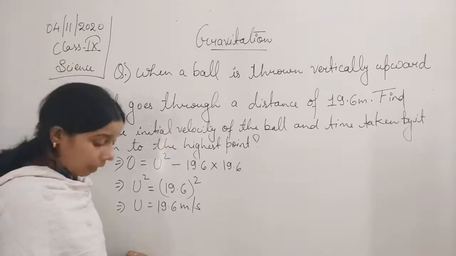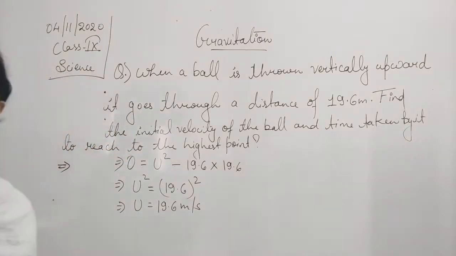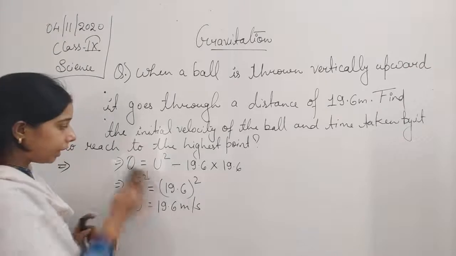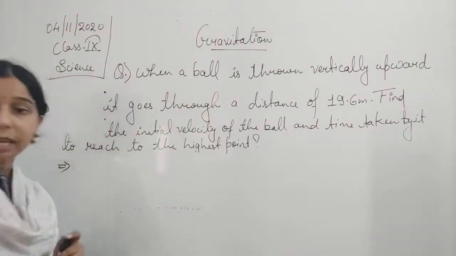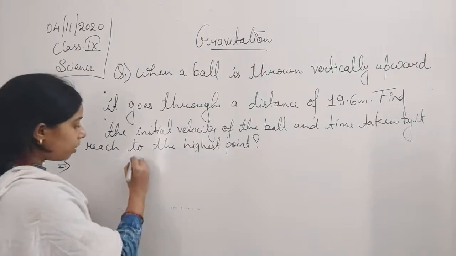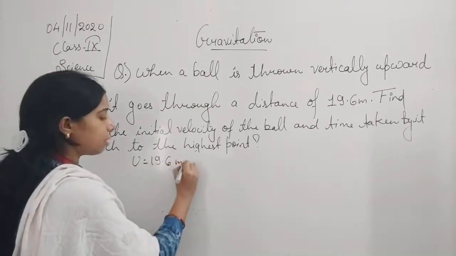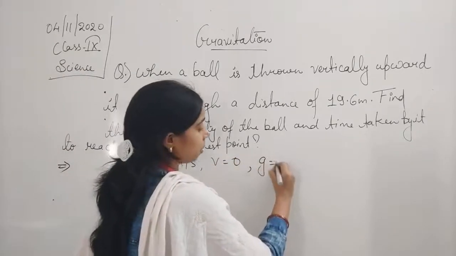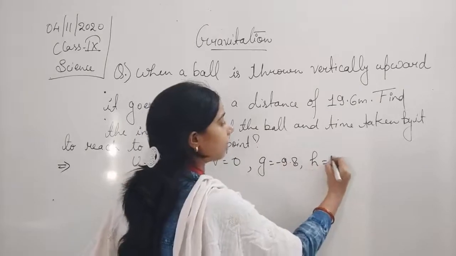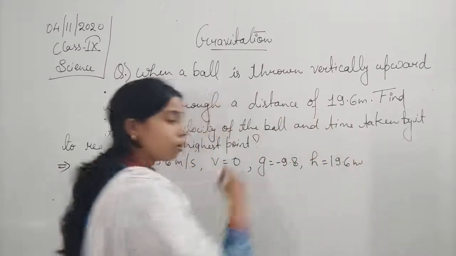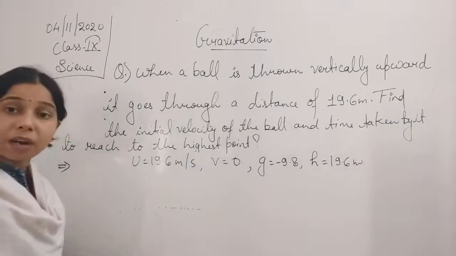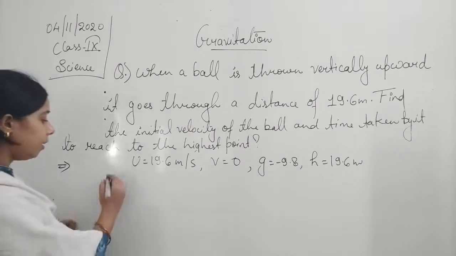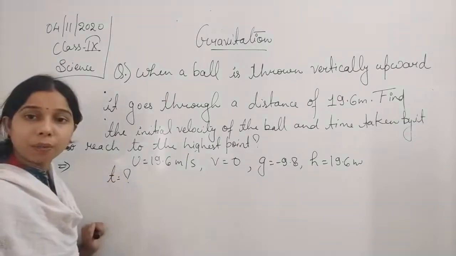Now with the help of this students we have to find the time. So you see students, in this one now we know the value of the initial velocity, and that is 19.6 meter per second. So again you will see that u is equal to 19.6 meter per second. v is given, that is equal to 0. If you see, g is equal to minus 9.8 and height is given, that is 19.6 meter. So all these things are given and what we have to find is time. T we are not knowing. T we have to find.